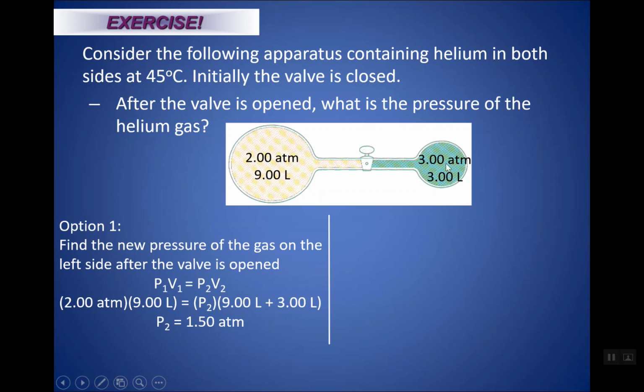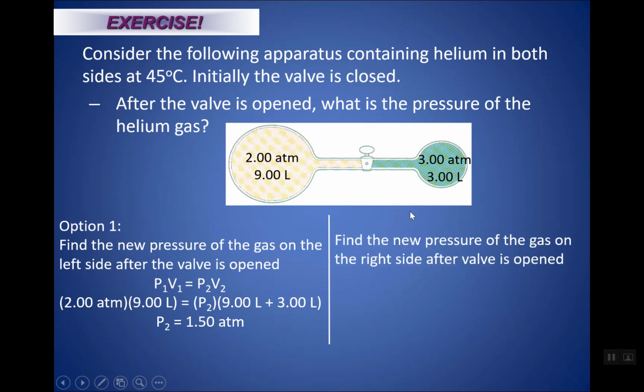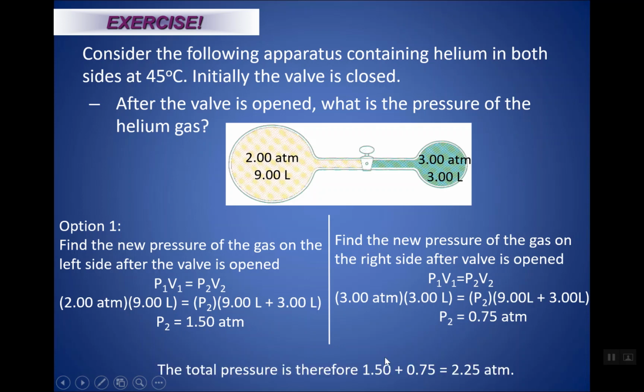And I could do the same thing on this bulb. P1V1 equals P2V2. Here's my P1 and V1. My V2 would also be 12 because if I open this bulb, the gas expands. And my pressure again has gone down for the gas on this side. Now to get the total pressure after I've opened the valve, I can just add these two pressures together. This is the pressure of the molecules that were on this side. This is the pressure of the molecules that were on that side. The total pressure is the sum of the partial pressures, so I can do 2.25.